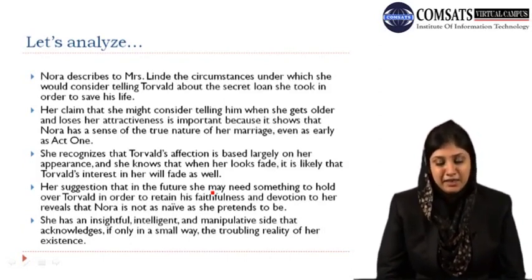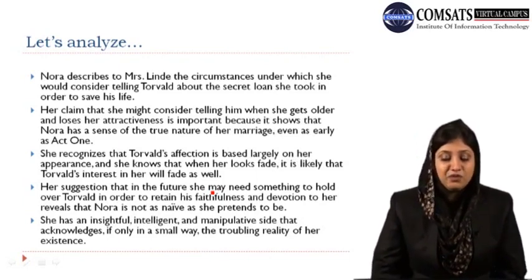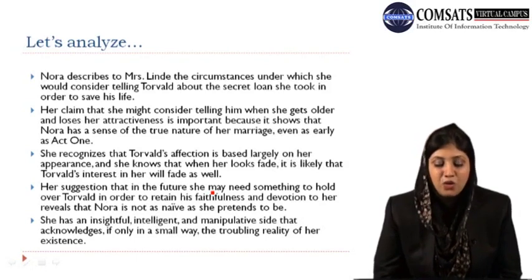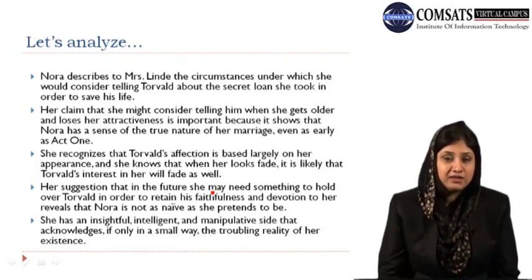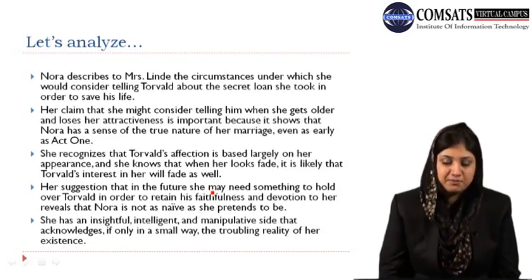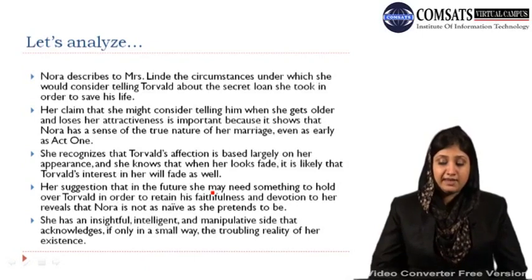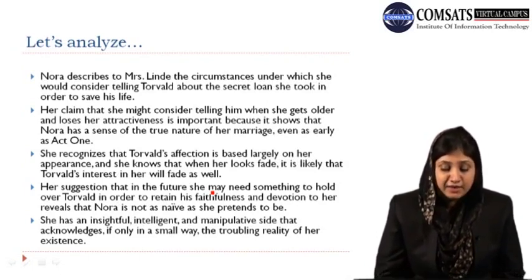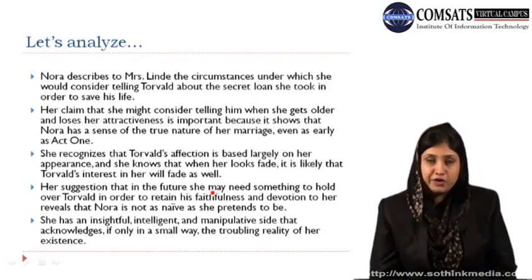Her claim that she might consider telling him when she gets older and loses her attractiveness is important because it shows that Nora has a sense of the true nature of her marriage. She knows the reality, even as early as Act 1. She recognizes that Torvald's affection is based largely on her appearance, and she knows that when her looks fade, when her actions are not that active and charming as dancing and singing, it is likely that Torvald's interest in her will fade as well. Her suggestion that in the future she may need something to hold over Torvald in order to retain his faithfulness and devotion to her reveals that Nora is not as naive as she pretends to be. She has an insightful, intelligent, and manipulative side that acknowledges, if only in a small way, the troubling reality of her existence.